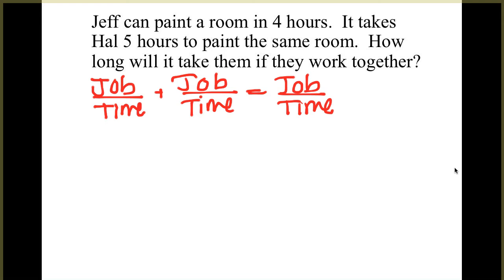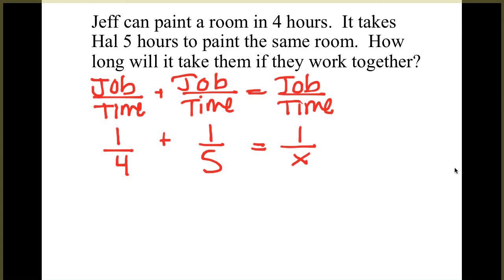So this says Jeff can paint a room in 4 hours. One job in 4 hours. And it takes Hal 5 hours to do. So Hal can do one job in 5 hours. Together, they can complete one job. How long will it take them if they work together in an unknown amount of time? So that's it. It's pretty easy.